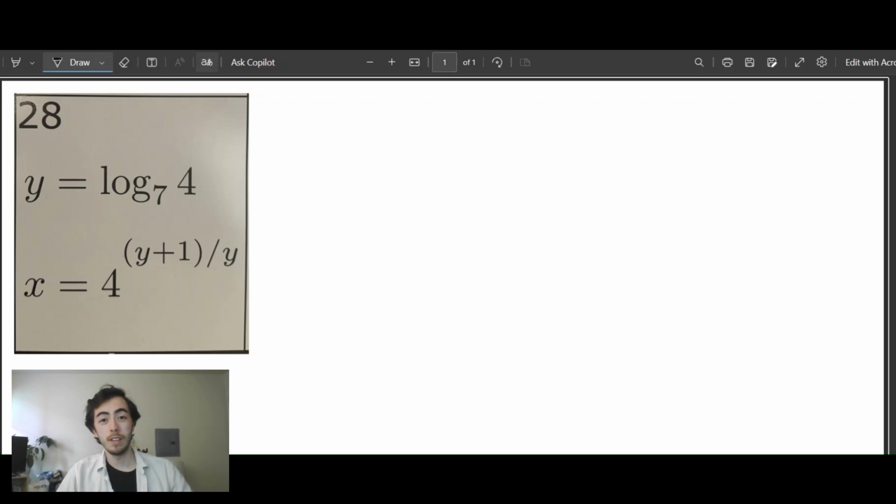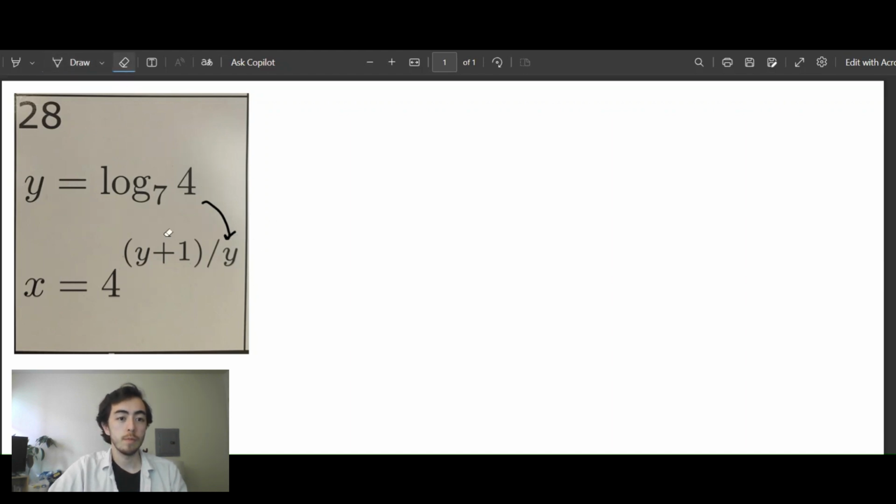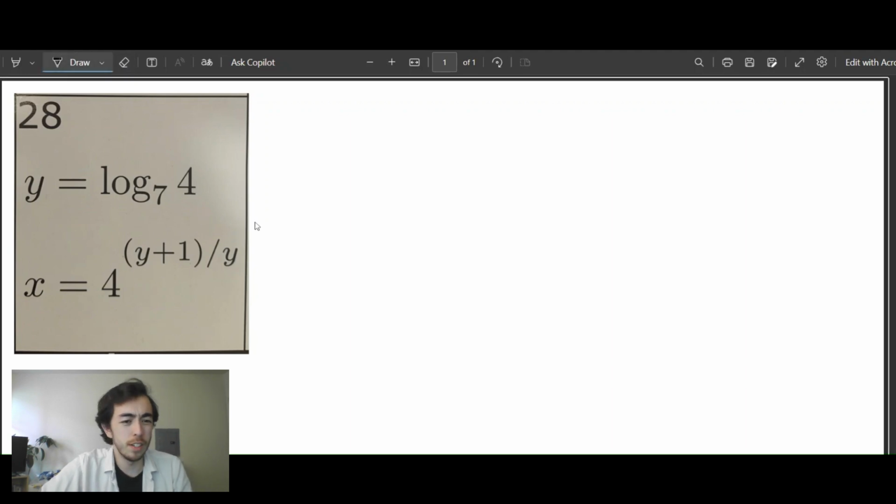It's April 28th, and we have problem number 118 to solve from the Daily Epsilon calendar. All right, so I see that y is equal to some number right here. It's log base 7 of 4. And once I plug in that value of y here and here, raise 4 to some power, I'm supposed to get the number 28. Okay, let's just try to solve it directly.